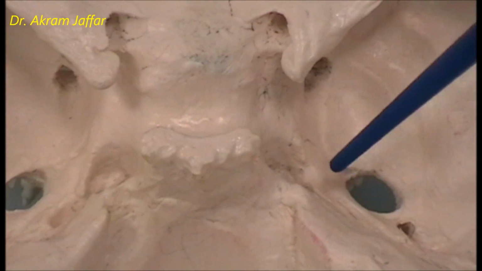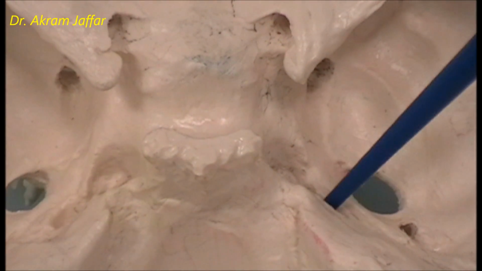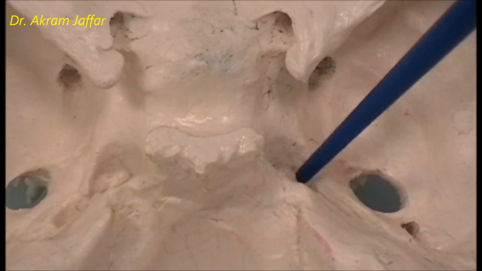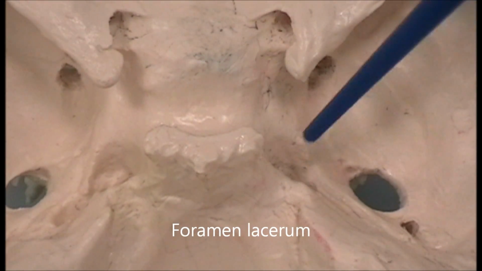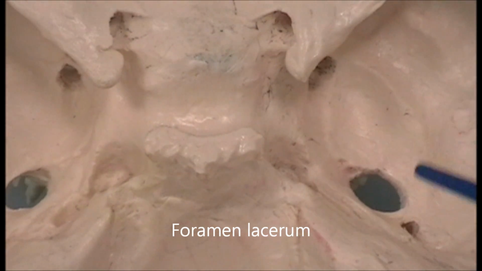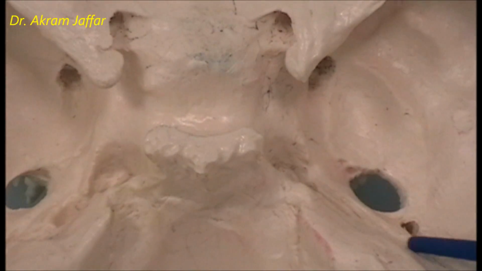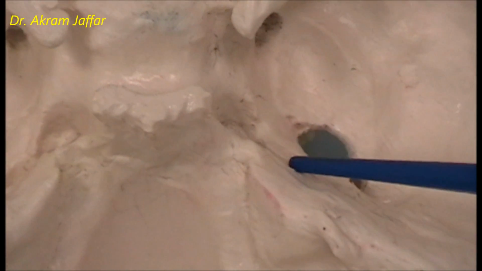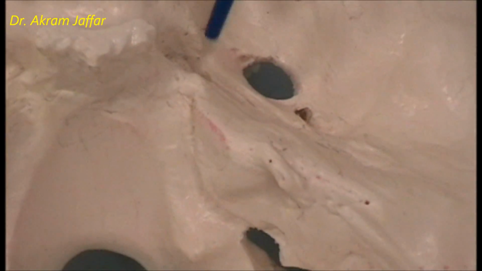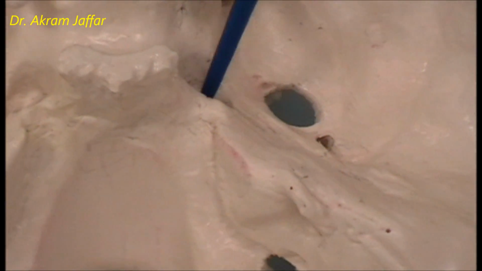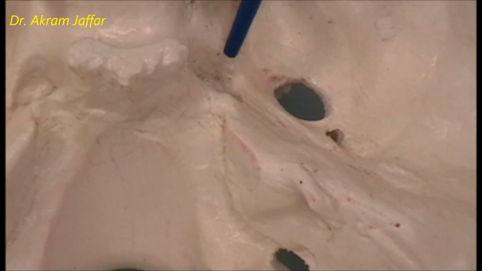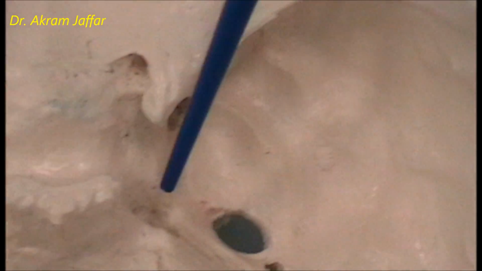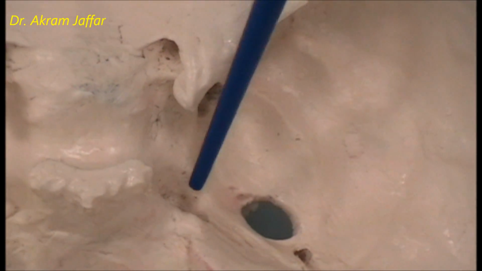The internal carotid artery appears at the apex of the petrous temporal bone in this region above foramen lacerum. This is foramen lacerum here, and the internal carotid artery within the petrous part of the temporal bone has a horizontal course and appears at the upper part of foramen lacerum. It does not pass through foramen lacerum. No structure passes through foramen lacerum in life. It is occupied by fibrous tissue, save for some emissary veins.